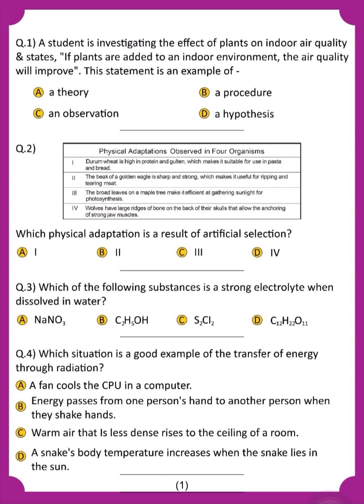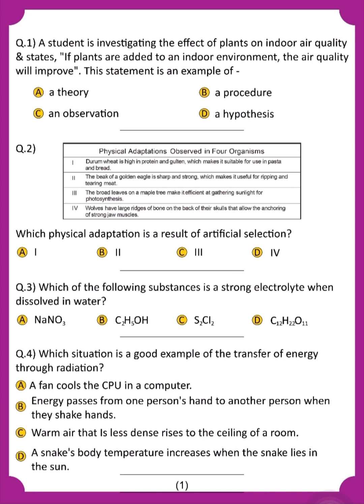Question number 1. A student is investigating the effect of plants on indoor air quality and states, if plants are added to an indoor environment, the air quality will improve. Now you have to give the statement according to the whole comprehension lines, which is the correct one. That is obviously the hypothesis, because this is not a statement, this is a hypothesis. The statement is an example of a hypothesis.